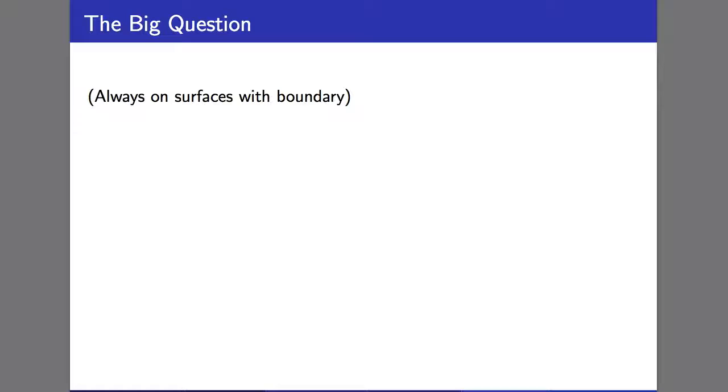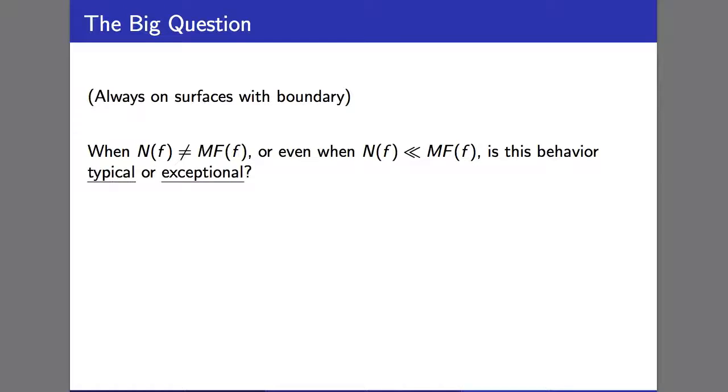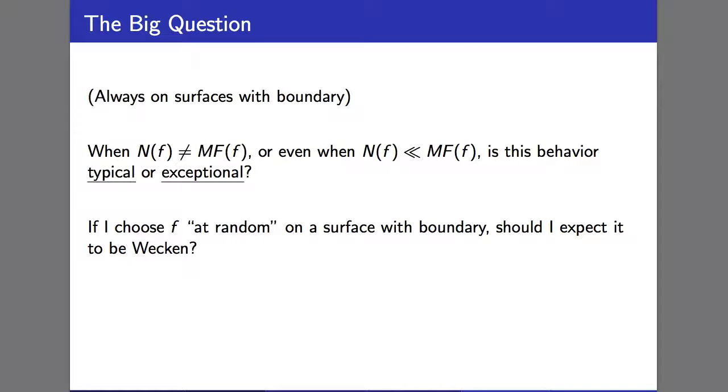So the big question which I wanted to talk about today, and like I said, always in the case of surfaces with boundary: when the Nielsen number is not equal to the minimum number, or even in cases like Mike's example, when the Nielsen number is much less than the minimum number, is this kind of behavior typical, or is it exceptional behavior? So should we expect this to happen usually, or almost never? That's the question I want to ask.